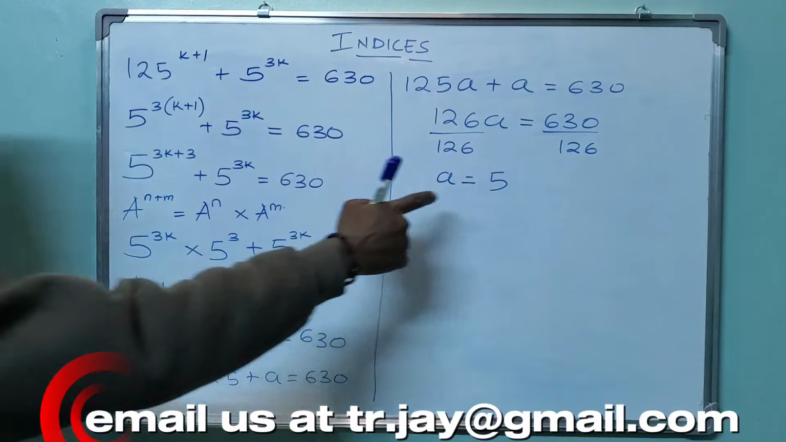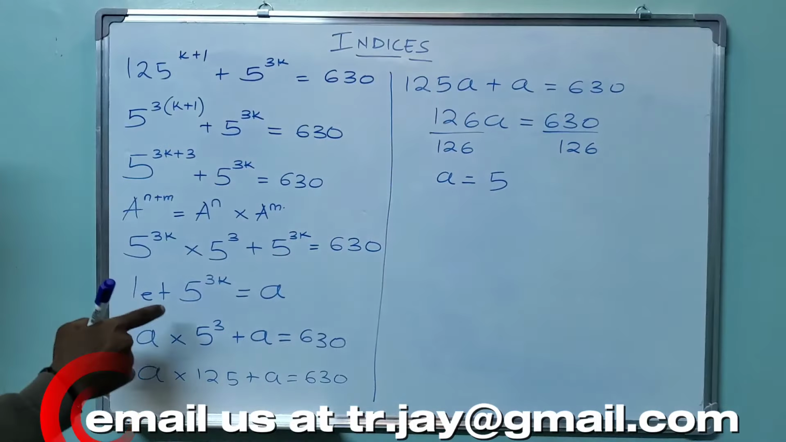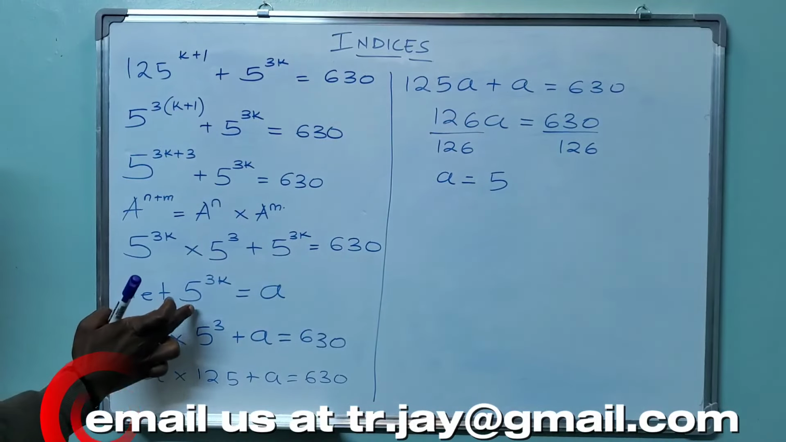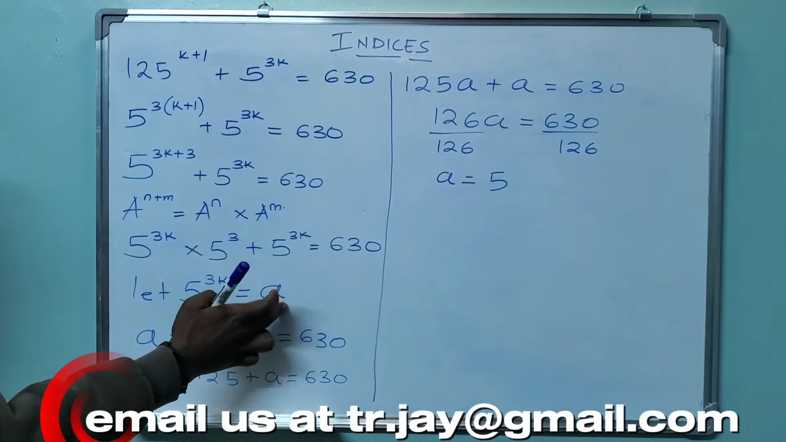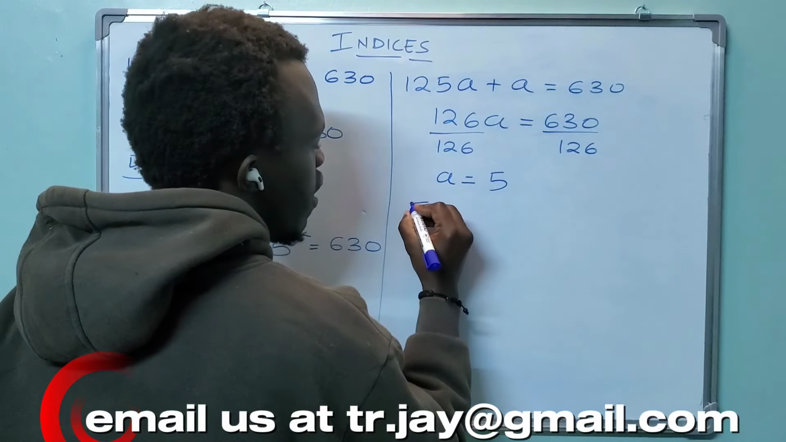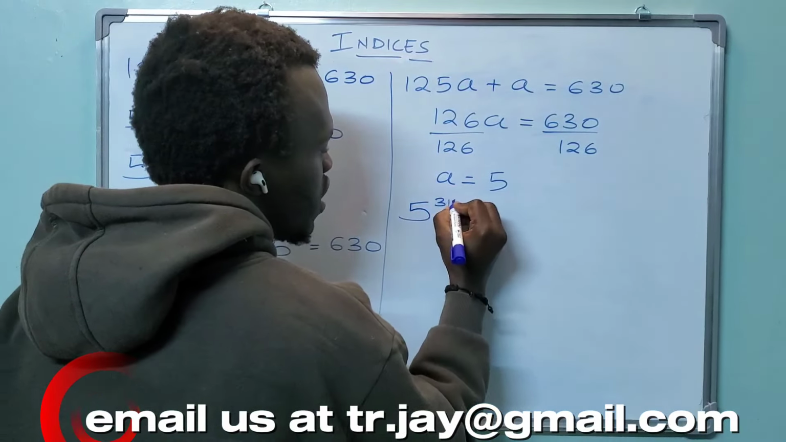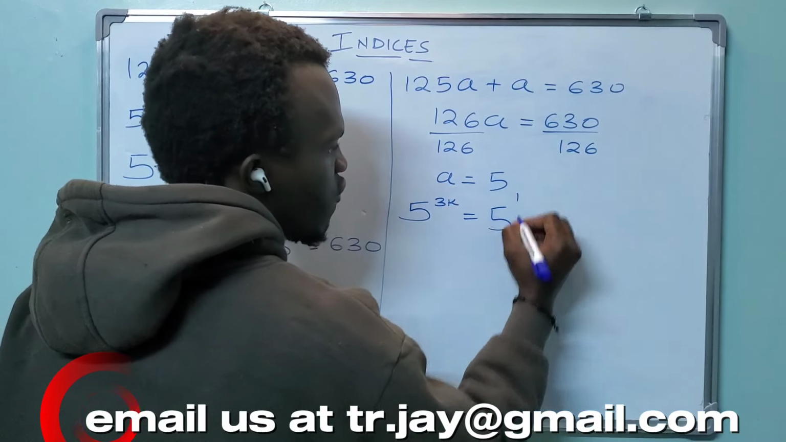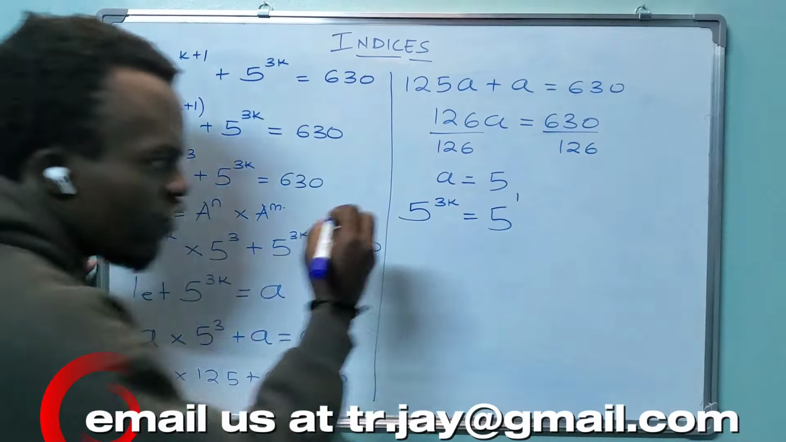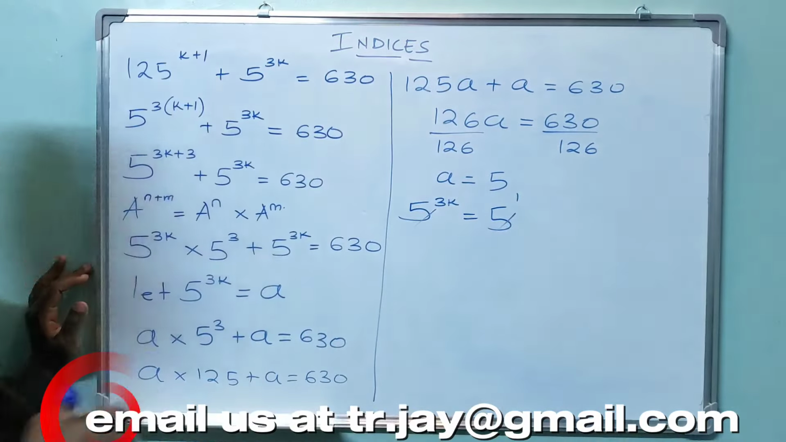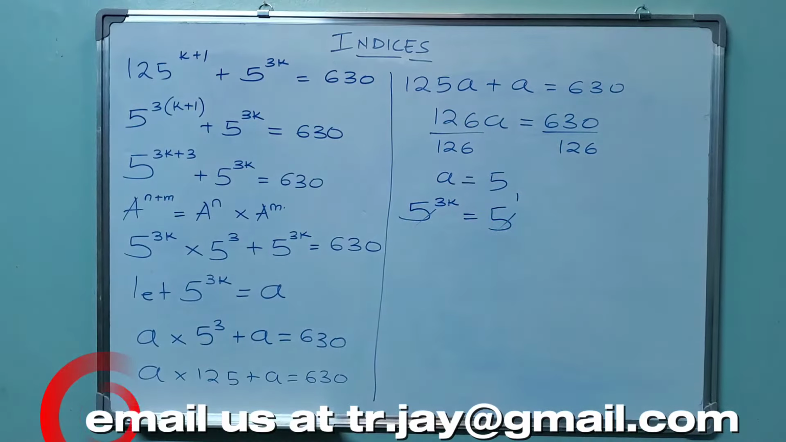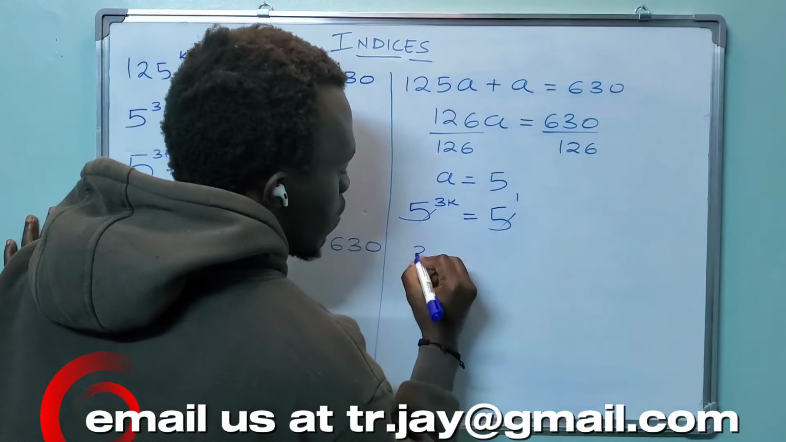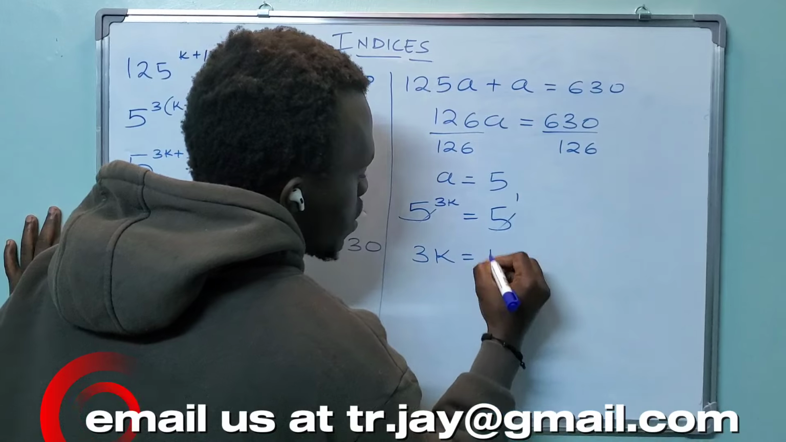Now, I've gotten the value of a to be 5. And remember, I had assumed that 5 raised to power 3k is a. So I'm going to say 5 raised to power 3k equals the value of a, which we've gotten as 5 raised to power 1. This means this 5 and this 5 cancel, because we already have them to the same base, so they are not going to be useful past that. What I'm going to remain with here is 3k equals 1.